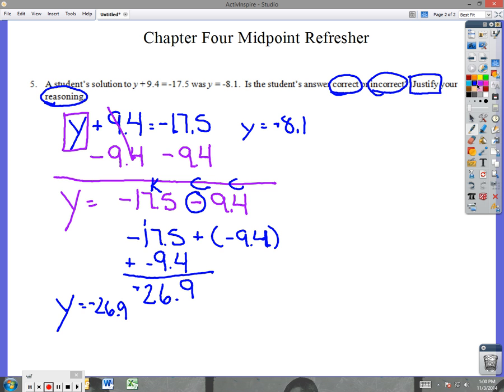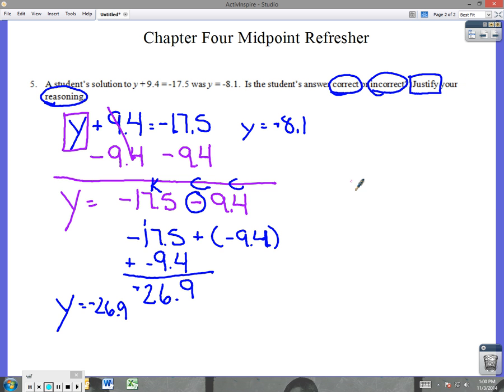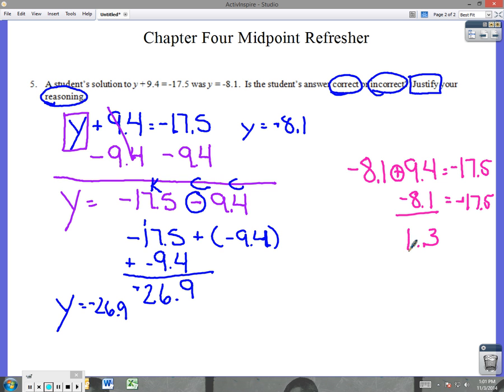What I could even do is talk about substitution and substitute their answer of negative 8 and 1/10 plus 9 and 4/10, which should be equal to negative 17.5. That means these two numbers, when added, should give me negative 17.5. If I just look at this, we have a negative plus a positive. When signs are opposite and we're adding, we want to find the difference. I would subtract 8 and 1/10 from 9 and 4/10. Now I'm hoping, again, it's equal to negative 17.5. That becomes 3. That becomes 1.